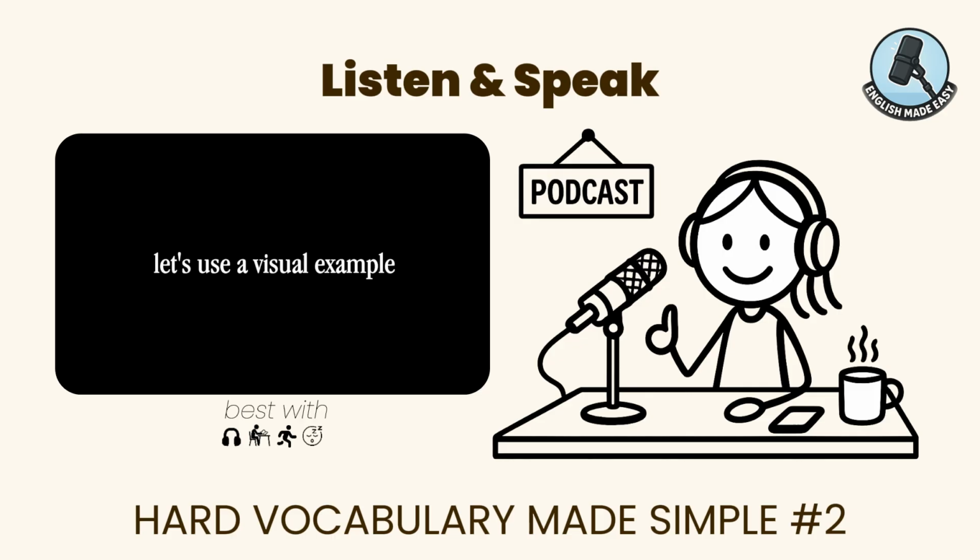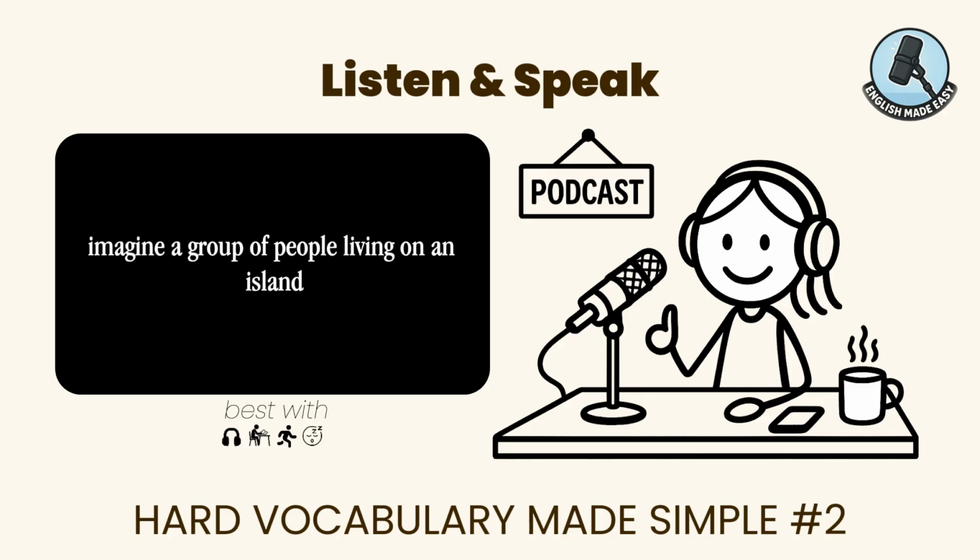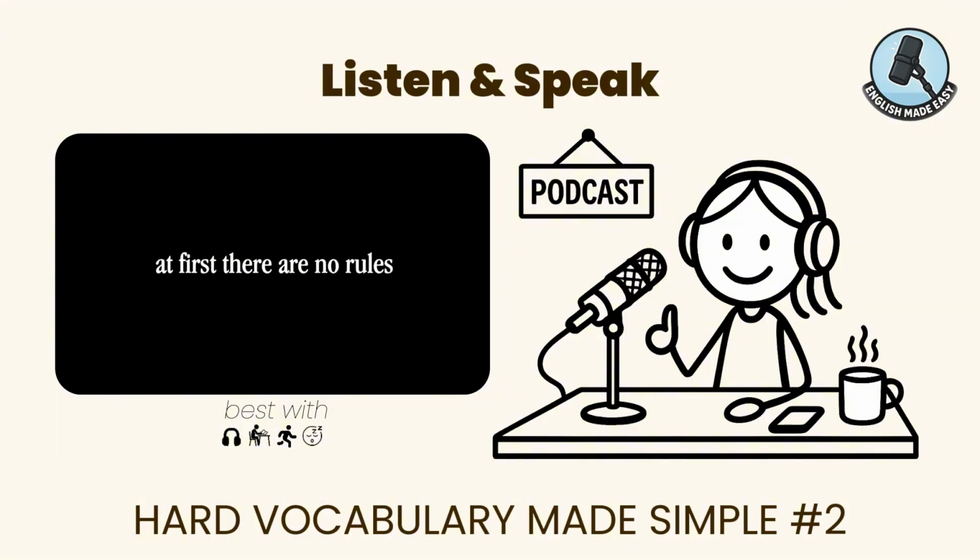Let's use a visual example. Imagine a group of people living on an island. At first, there are no rules, but soon they decide they need some. They gather together, discuss what the rules should be, like don't take someone else's coconuts, write them down on a large leaf, and everyone agrees to follow them. That process of creating the rules and the final written rules themselves are the island's legislation.